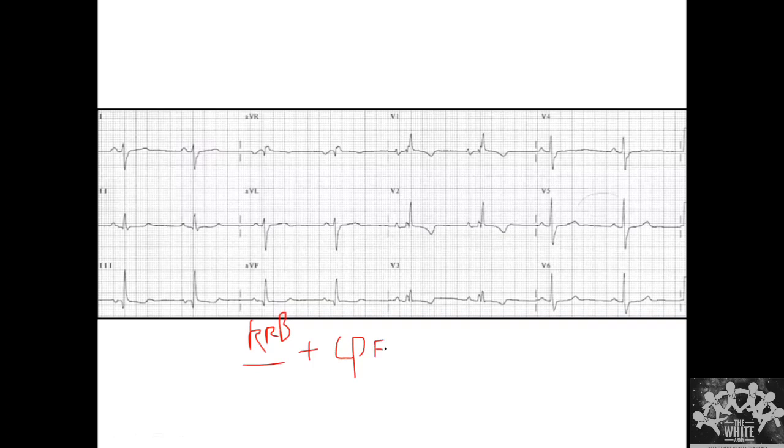Whenever you have a right bundle branch block with something like this, you should think of a left posterior fascicular block. The criteria for a posterior fascicular block: you see an RS complex, the R wave followed by a deep S wave, in leads 1 and AVL. That means in the lateral leads you get an RS complex. And exactly opposite, you get QR complexes in 2, 3 and AVF. So this is the criteria.